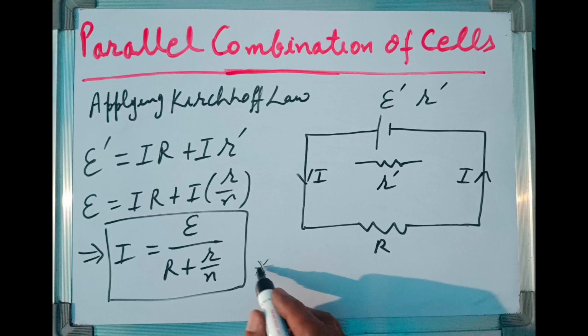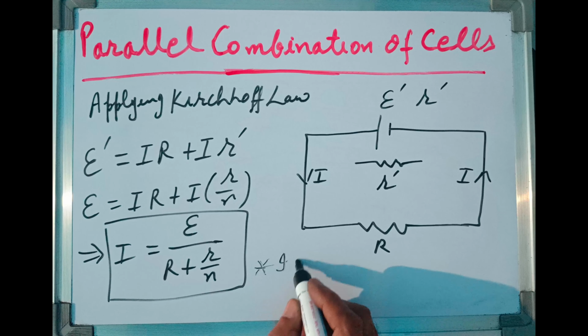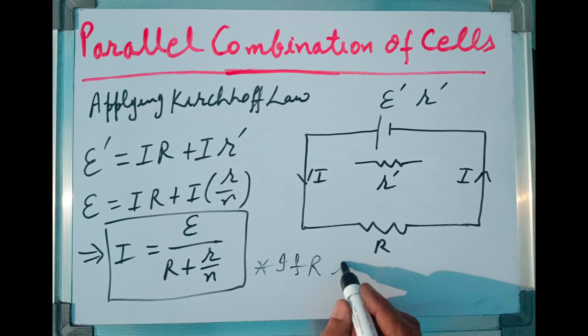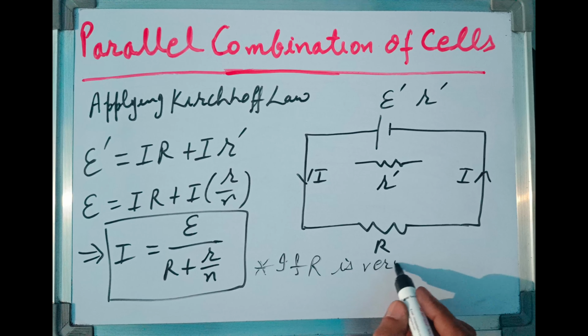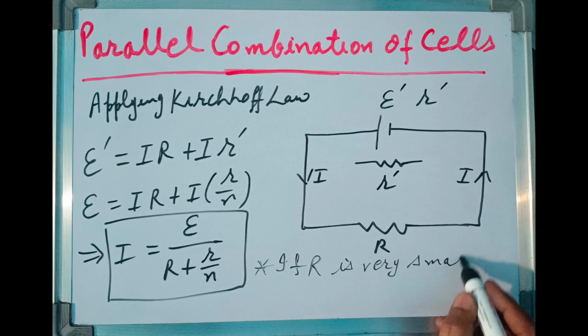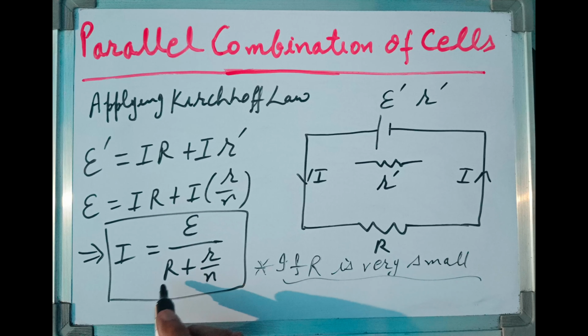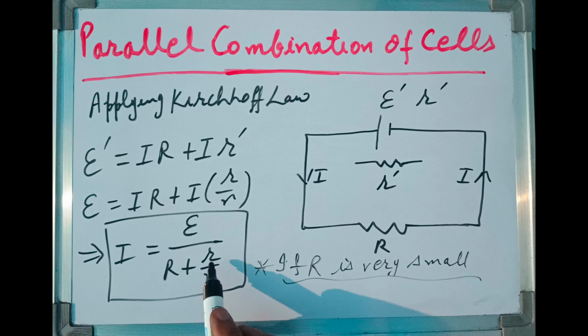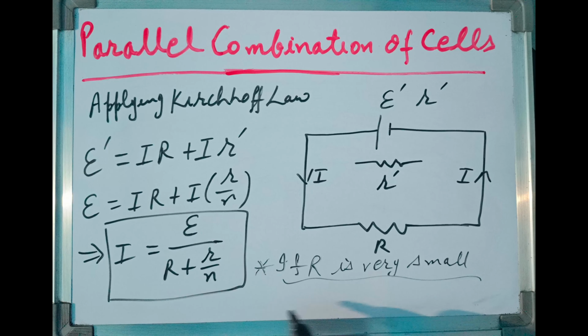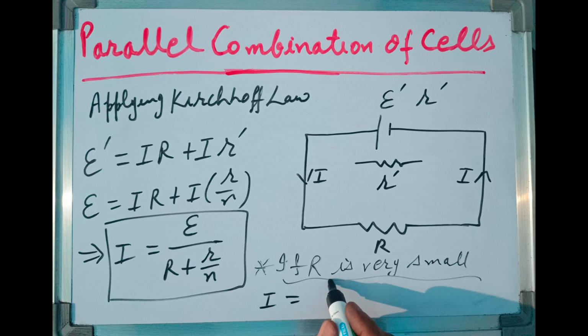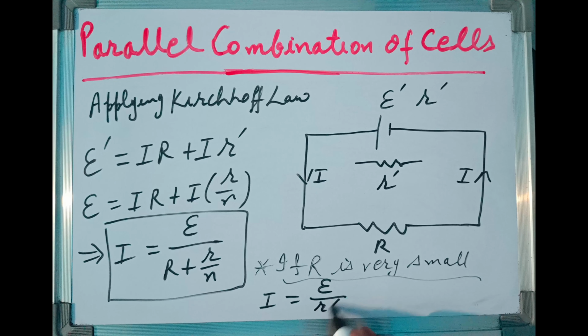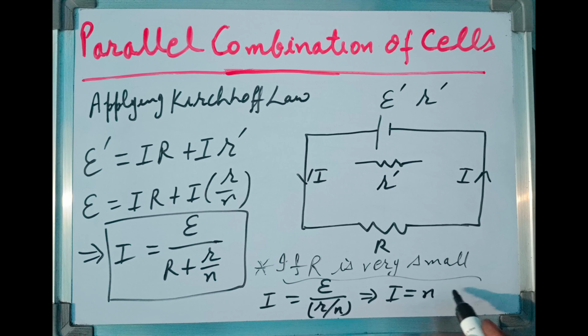Again, let us consider a special case. If external resistance is very small, then in this expression we can neglect capital R in comparison to this small r over n term. So I will become equal to EMF divided by r upon n. Capital R has been neglected. So this gives I is equal to n times E upon r.